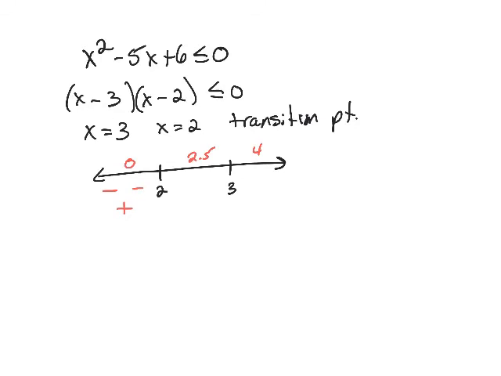2.5 minus 3, that's negative. 2.5 minus 2, that's positive. That's going to give me a negative product. That is what I want. But we'll check the last one just to make sure. 4 minus 3 is positive. 4 minus 2 is positive. That gives me a positive. So since I want my product to be less than or equal to 0, my interval is going to be between 2 and 3 inclusive, because it could also be equal to 0. So my answer is [2, 3], that interval.